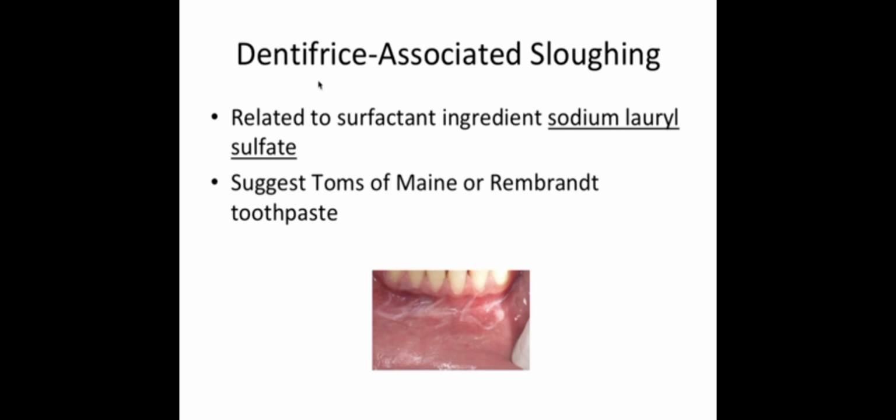Next, we have dentifrice-associated sloughing. Dentifrice, another name for toothpaste. This is related to a surfactant ingredient, sodium lauryl sulfate. It's an important name to remember. This compound can often cause this sort of white sloughing appearance of mucosa. So for a patient like this, you can suggest Tom's of Maine or Rembrandt. They're both brands of toothpaste that do not contain this surfactant ingredient.